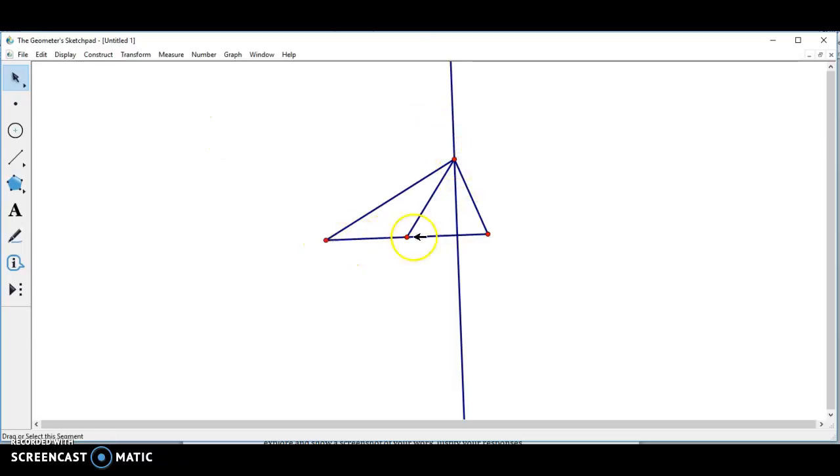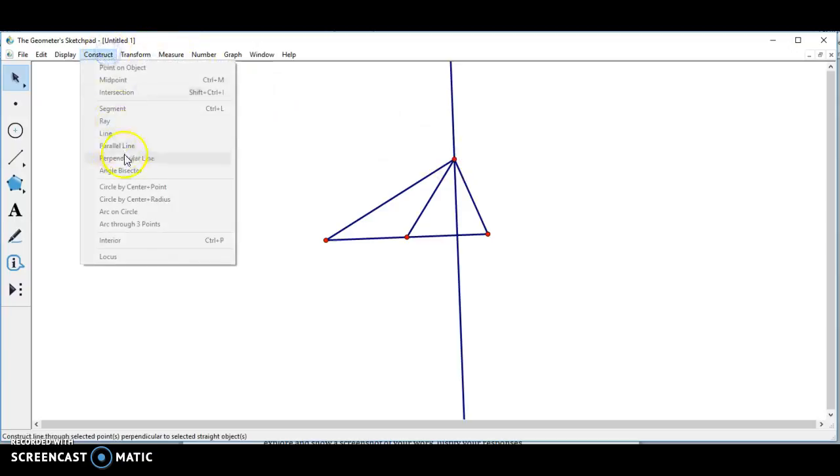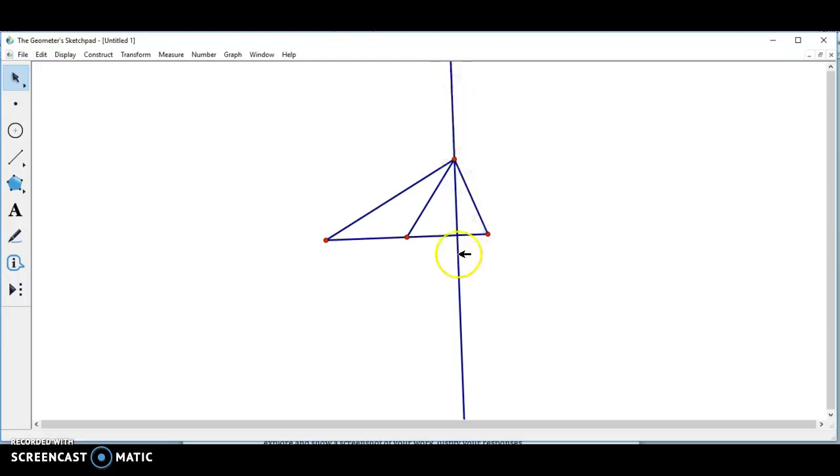So what I did was I selected this base and I selected this vertex, and then I used the construct perpendicular line, and it worked. It shot a perpendicular line. So this is perpendicular and this is the base. This height, or excuse me, this is the height.